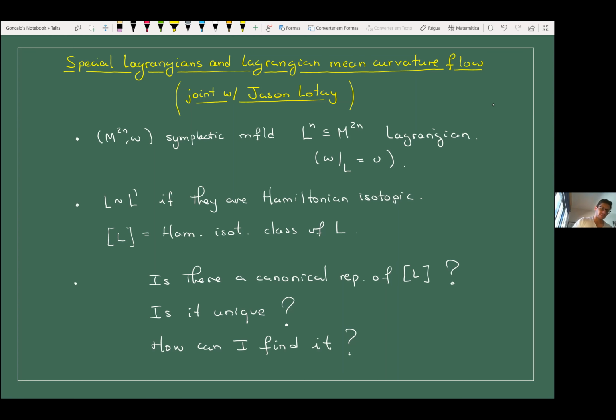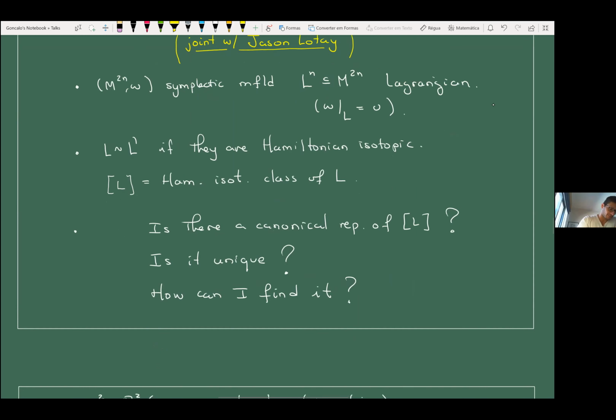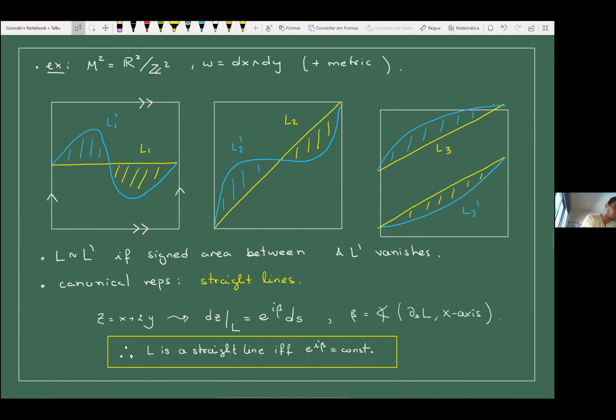And then some natural questions appear. If you think of Lagrangian submanifolds up to Hamiltonian isotopic class, is there a canonical representative of a Hamiltonian isotopic class, is it unique in case there is one, and if it is unique, or even if they are not, how can you find it or find them, right? Those are natural questions that arise, and I'll illustrate possible answers to these questions with one particular example, which I'll keep running.